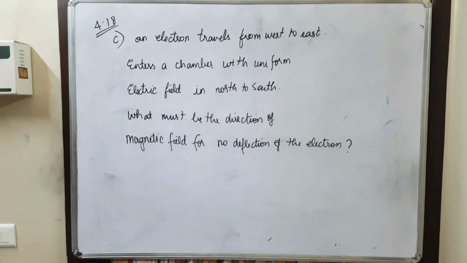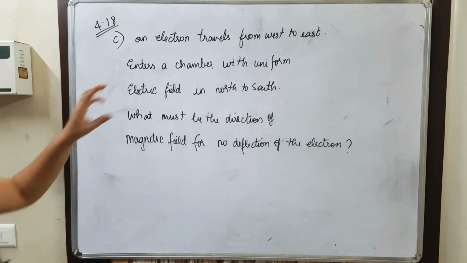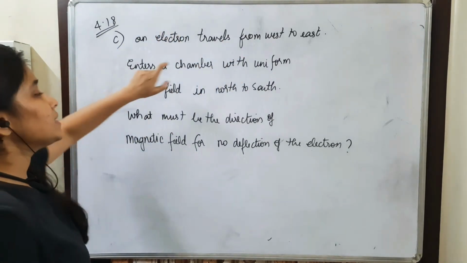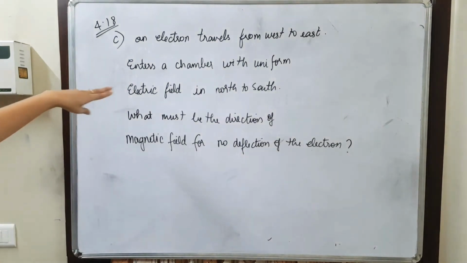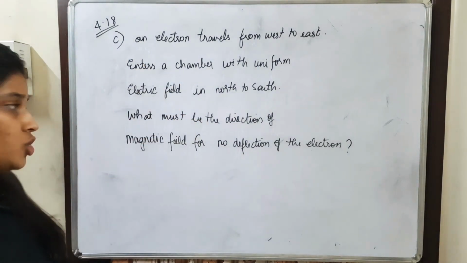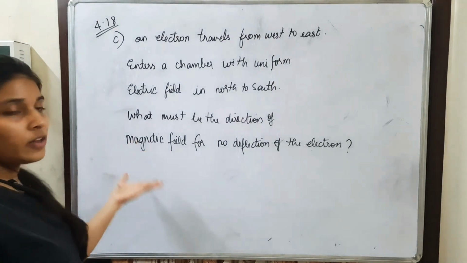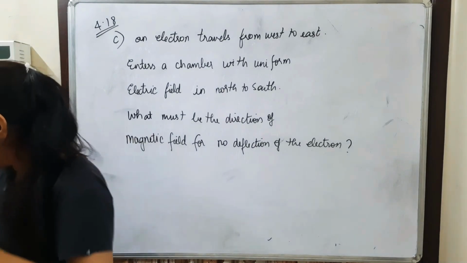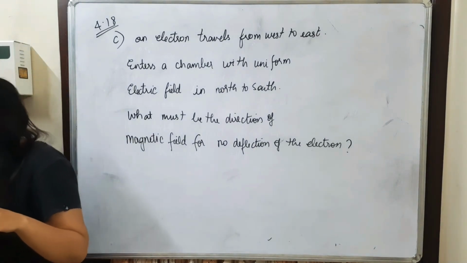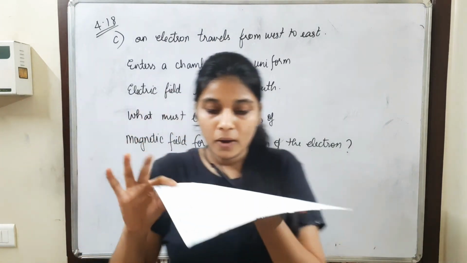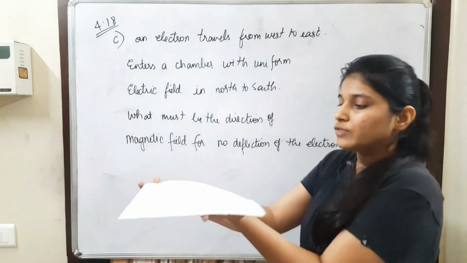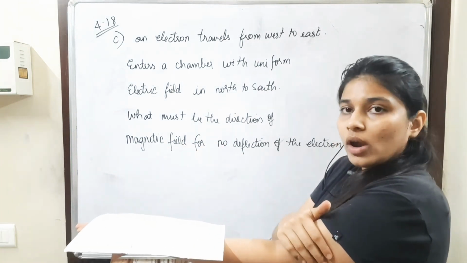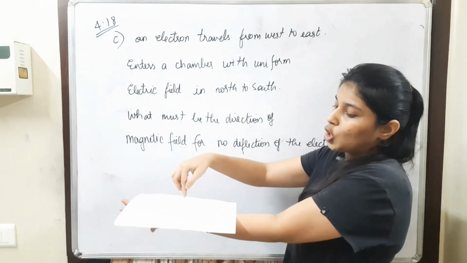Question number 4.18C says that an electron travels from west to east direction and enters a chamber with a uniform electric field in the north to south direction. What must be the direction of the magnetic field such that there is no deflection of the electron? Imagine you have a plane, and on this plane the electron is traveling from west to east, and the electric field is from north to south direction.